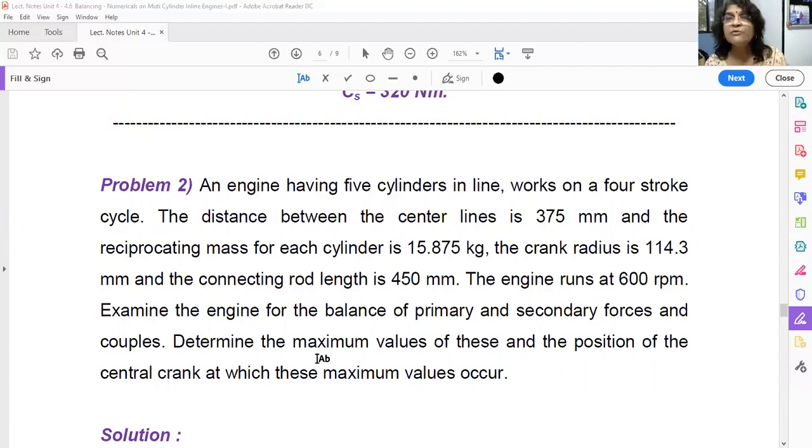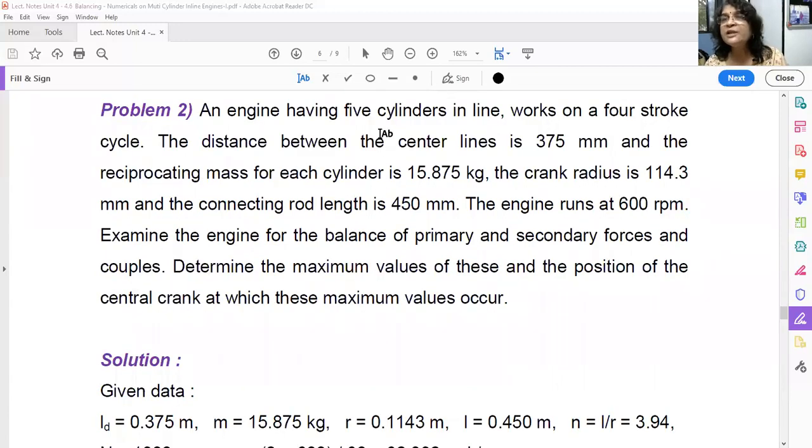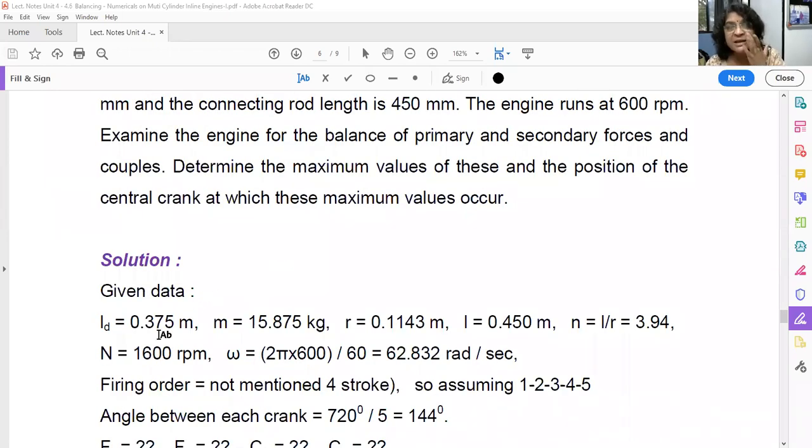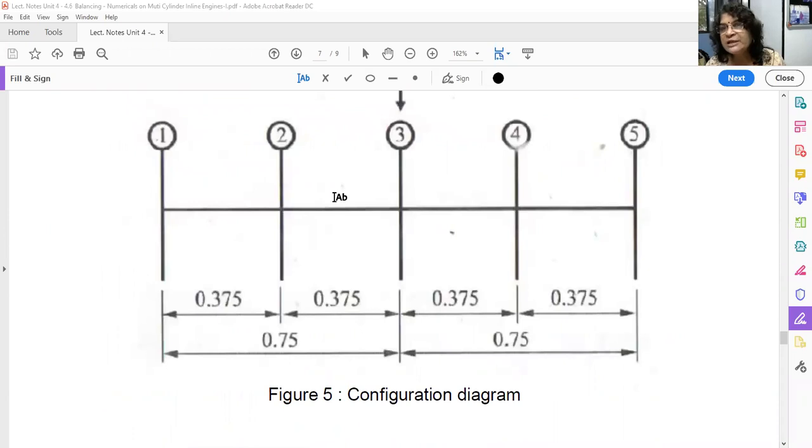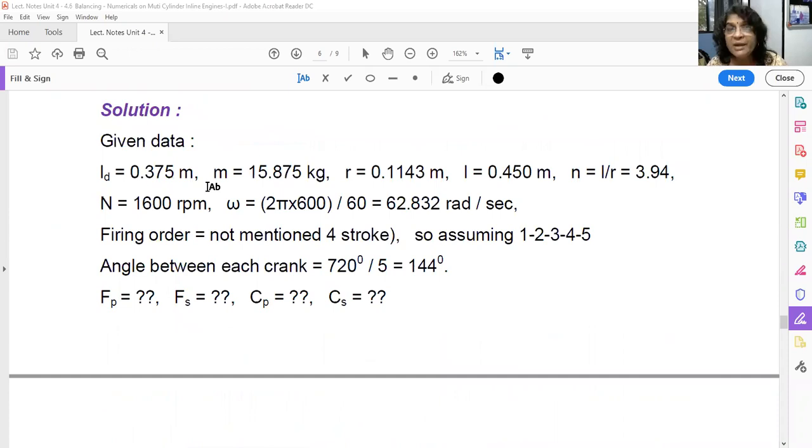Okay. Now see, what is the given data? This is a 5-cylinder engine and which is a 4-stroke engine. So let us see the given data. Distance between each cylinder is 0.375 meter. There are 5 cylinders: 1, 2, 3, 4, 5. As I told you, in the front view you have to always show the sequence 1, 2, 3, 4, 5. Only in the side view, sequence will be as per the firing order. Okay. So distance is 0.375 meter between each cylinder.